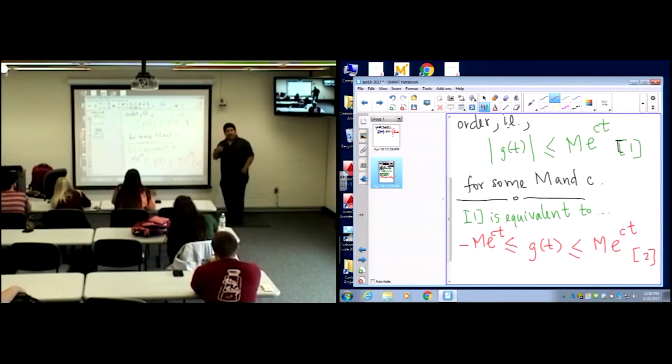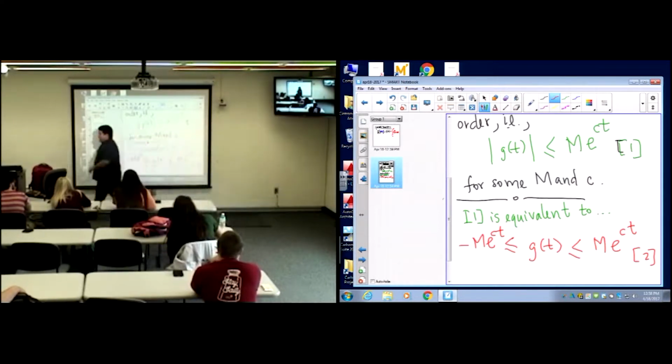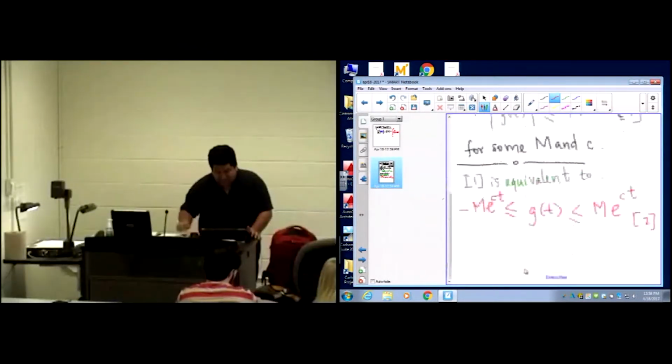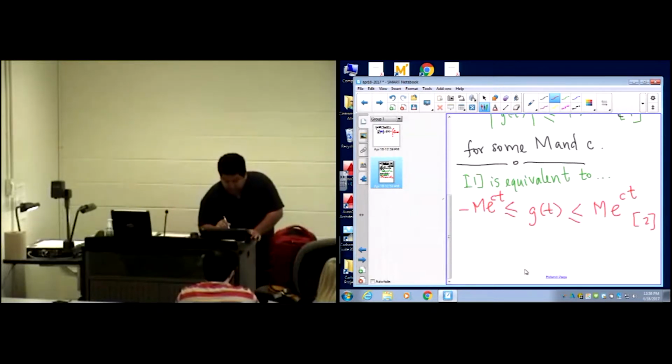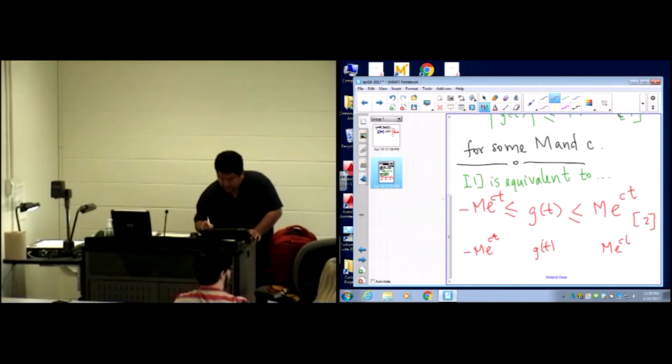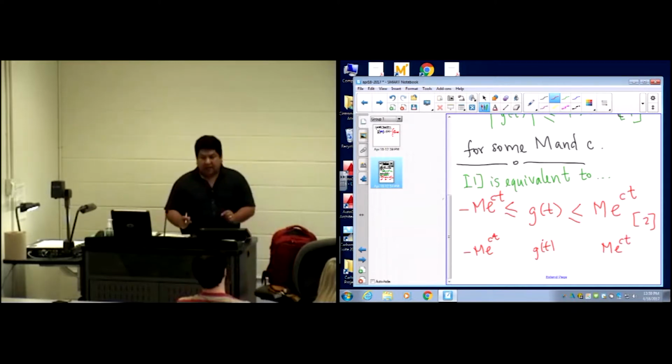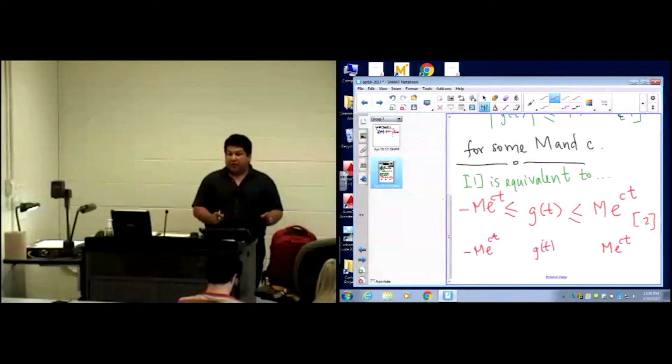But let me write this again. Minus m e to the ct, g of t, m e to the ct. And I'm going to write every part of this double inequality multiplied by an exponential. In this case, I'm multiplying by e to the minus st. That shouldn't look too foreign, because e to the minus st, well, you'll see, it will work in a minute.